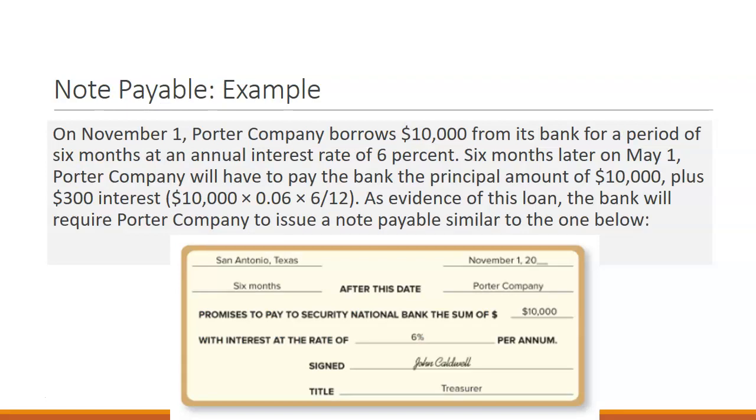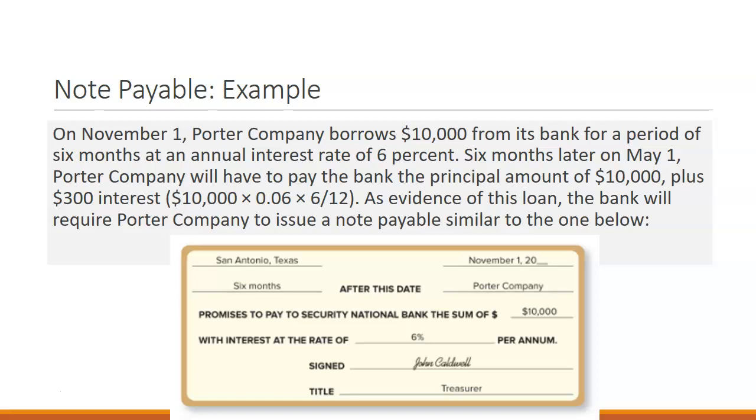So in this example, we have borrowed $10,000 from our bank for a period of 6 months at an annual interest rate of 6%. 6 months later, on May 1st, we'll have to pay the bank the principal amount of $10,000 plus our interest expense. So if we remember that interest is the amount of the loan times our percentage rate of interest times the time of the loan. In this case, it's 6 months, so we have 6 divided by 12.